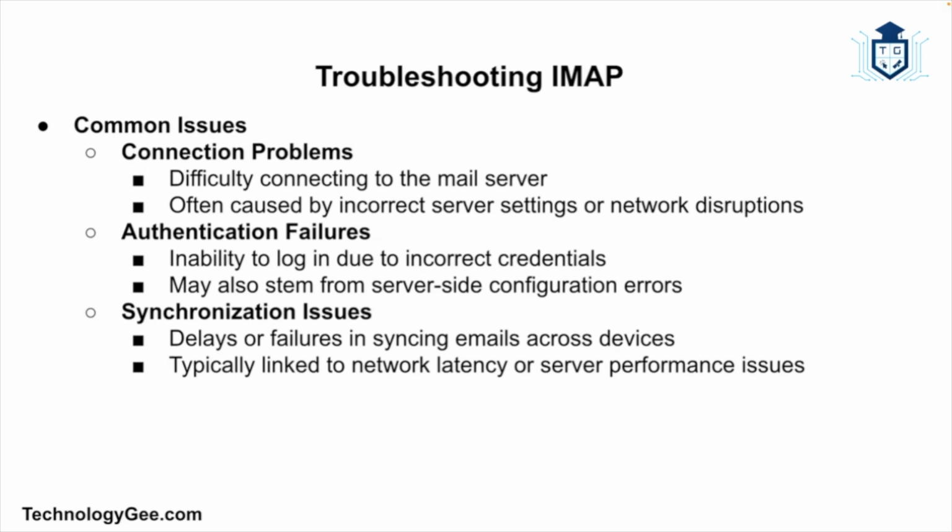So, let's quickly talk about the common issues. The first one is that of connection problems. So, issues with connecting to the mail server. This is often due to incorrect server settings or network issues. Do you have authentication failures? So, problems with logging in. This is usually caused by incorrect credentials or server-side configuration errors. And do you have synchronization issues? So delays or failures in synchronizing emails across devices. This is often due to network latency or server performance issues.